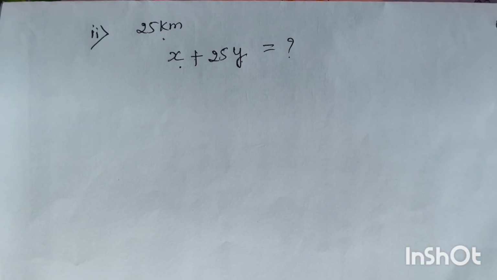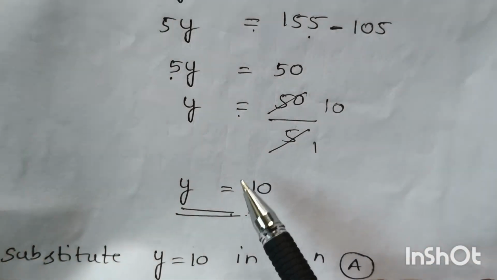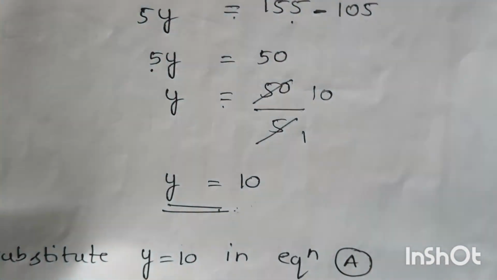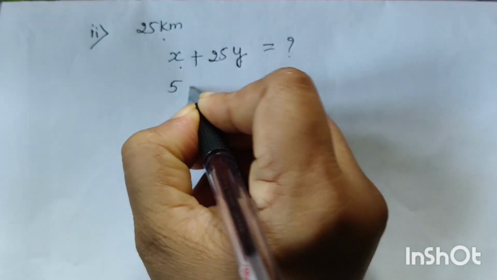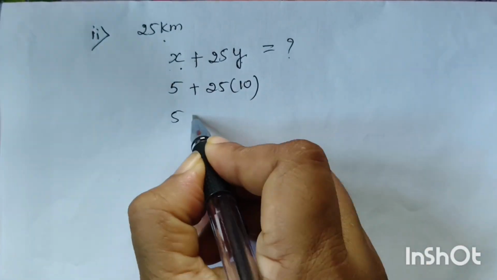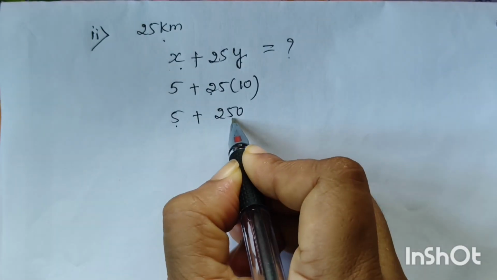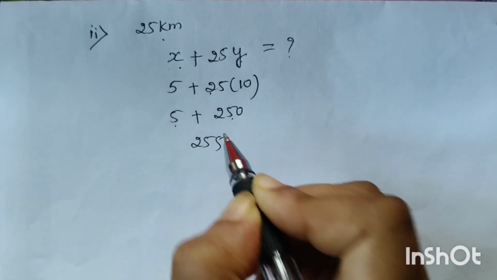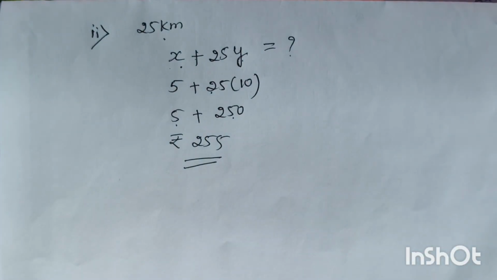The value of x we got as 5 rupees, right? That is, the fixed charge is 5 and the charge per kilometer is 10. That is, the fixed charge is 5 plus 25, the charge per kilometer is 10. 5 plus 25 into 10 is 250. 5 plus 250 is 255. In total he has to pay 255 rupees to the taxi to travel 25 kilometers.